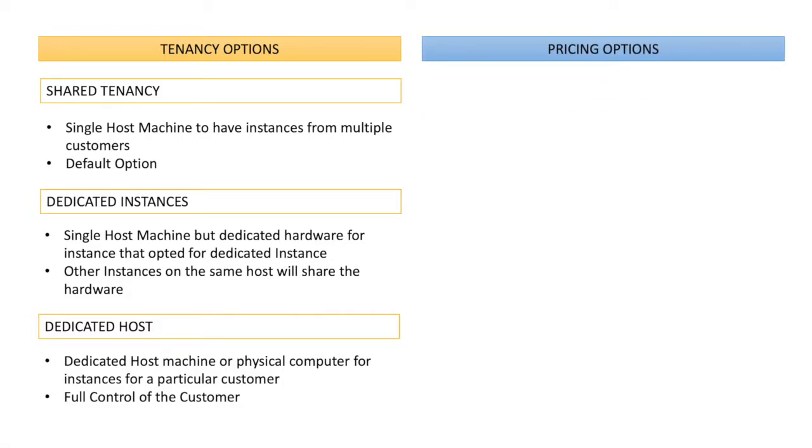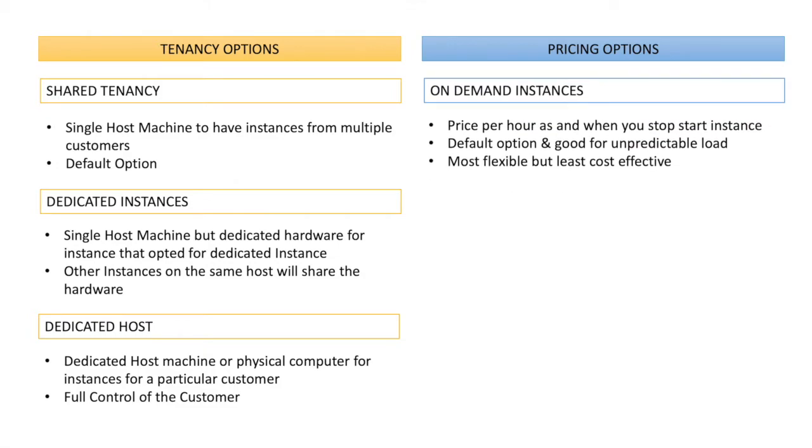Now let's move on to pricing options. We told you that in AWS everything is charged per hour. Till the time your AWS instance is running, you will be charged. Otherwise, you won't be charged. As soon as the instance is stopped, you won't be charged. But within that also there are three mechanisms. One is on-demand instances, which is the default option.